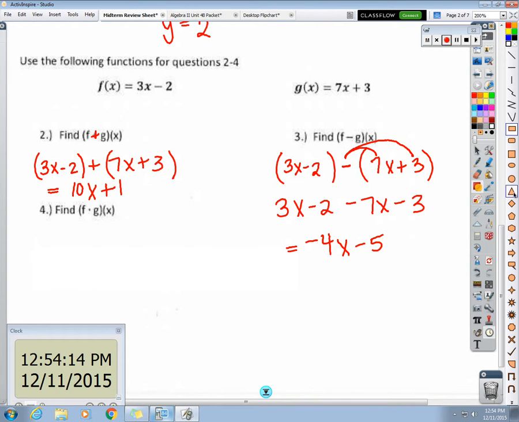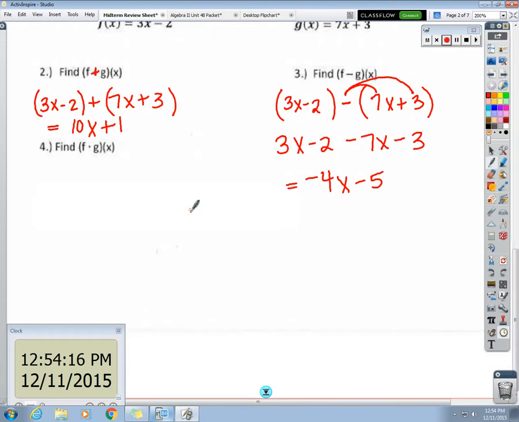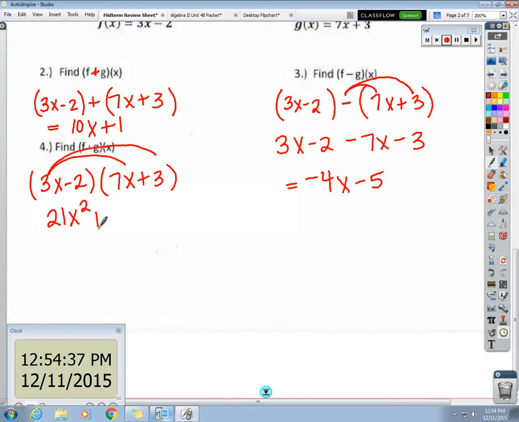This time they want you to take those same two functions, f of x, which is 3x minus 2, and g of x, which is 7x plus 3, and they want you to multiply them. So now that I've set it up, what word pops in your head? FOIL. So 3x times 7x is 21x squared. 3x times 3 is positive 9x. Negative 2 times 7x is negative 14x. And negative 2 times 3 is negative 6. Then we see that 9x and negative 14x can be combined to a negative 5x. And then just drop down the x squared term and the constant.